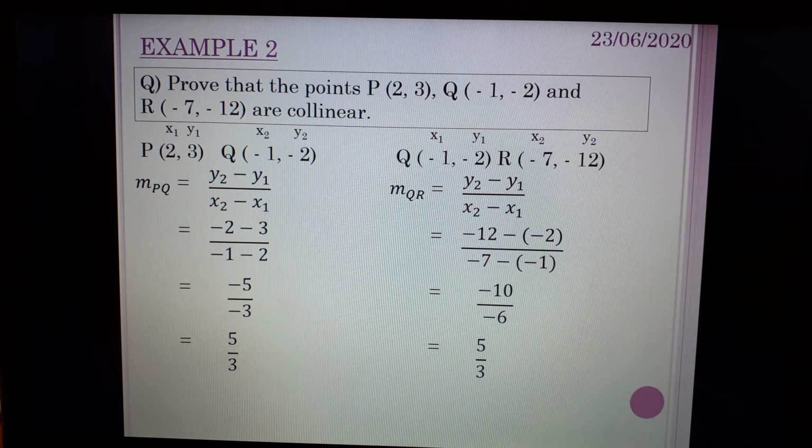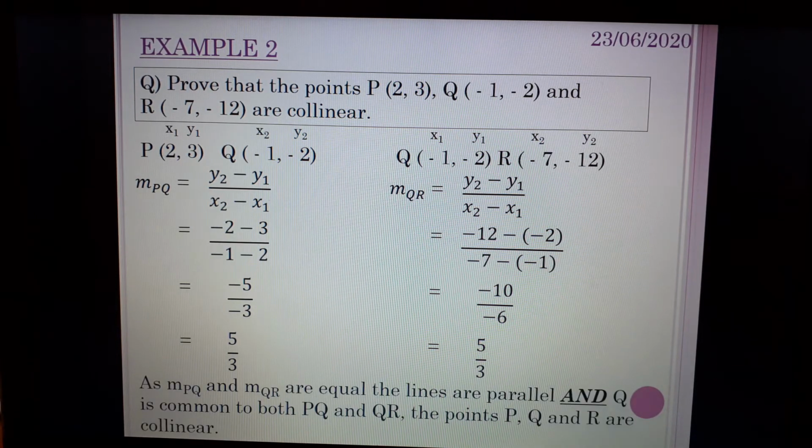And then we have to write the following statement now. It's a statement that people often lose marks on because they don't write all of the important parts. So I can't stress enough to you how important it is to write the statement out in the way that I am going to show you. So we've just worked out that our gradients are the same. So as the gradient for PQ and the gradient for QR are equal, that means the lines are parallel. We must write the word parallel in this statement. And it's the fact that Q is common to both of these lines, PQ and QR, that we can then say the points P, Q and R are collinear.